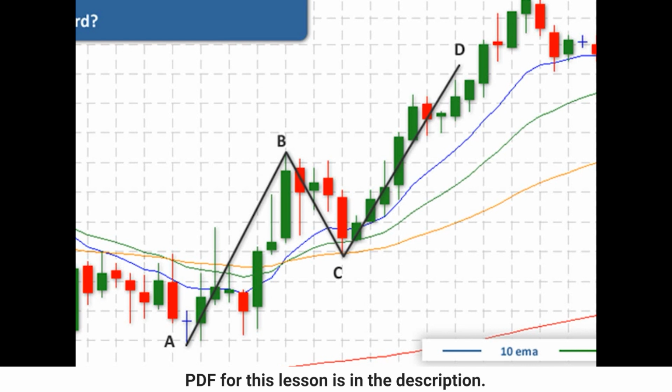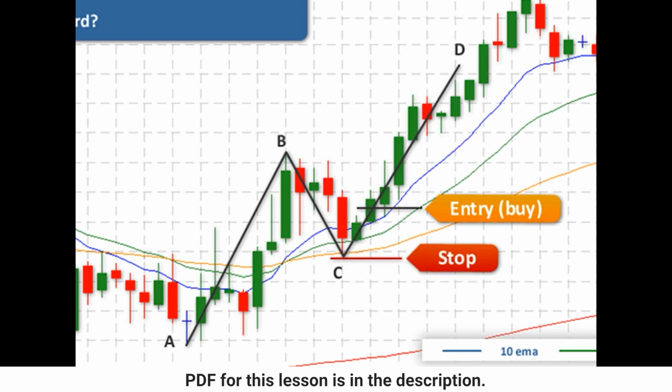So where we want to be entering is the 25% move from point C. 25% of the move from A to B. So whatever A to B is in pips, you take 25% of it, and that many pips from point C upwards is where you're going to be entering. What about our stop? As with all of the other Strategy 1 trades, we want to be placing our stop below point C.